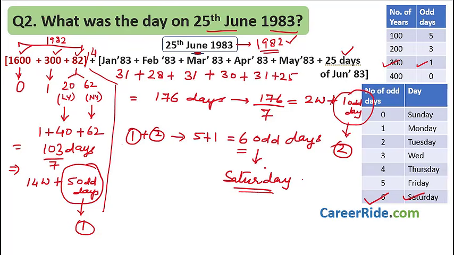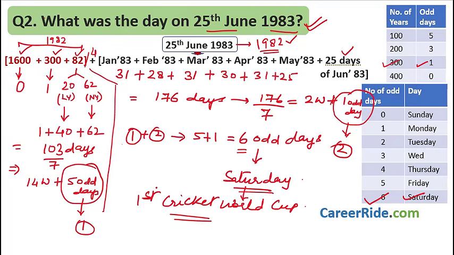Now, there is something more interesting that I want to tell you about this year. This was the date 25th of June 1983. This was the date when India picked up its first cricket World Cup, led by our famous cricketer Kapil Dev, right? So interesting. See, this is pretty easy question, isn't it?